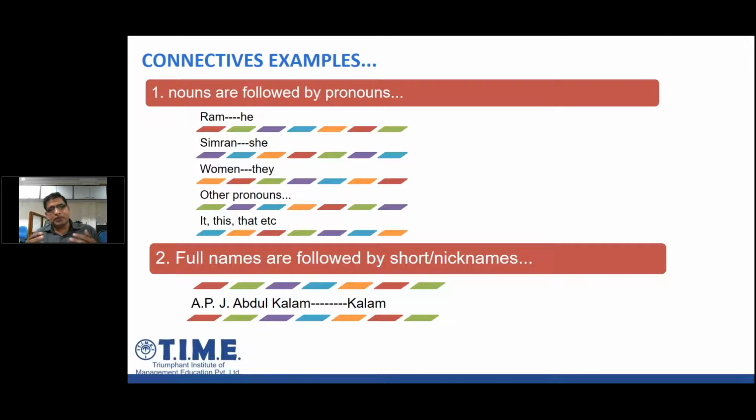For example, in a paragraph about APJ Abdul Kalam, I have to mention APJ Abdul Kalam first and then only I can say Kalam. I cannot directly start the paragraph with Kalam and then go on to say APJ Abdul Kalam. That is absurd. Nowhere in the world will anyone do that. So remember this, full name followed by short or nicknames.